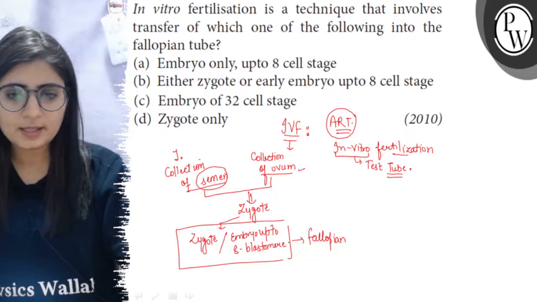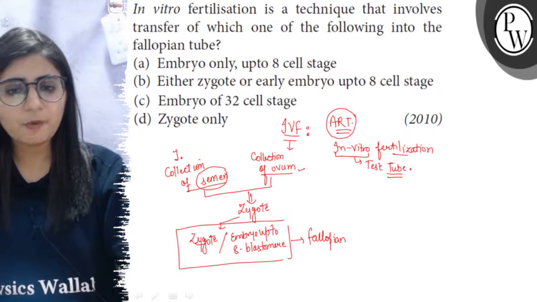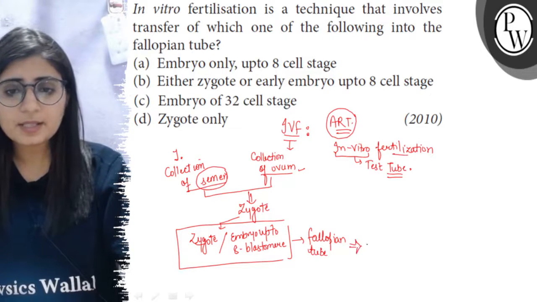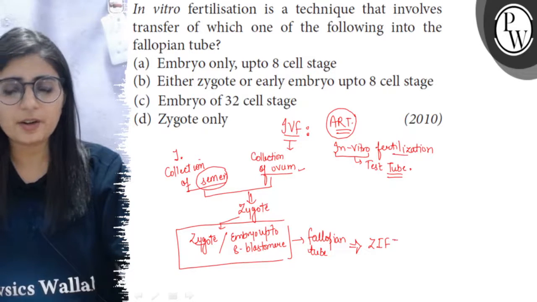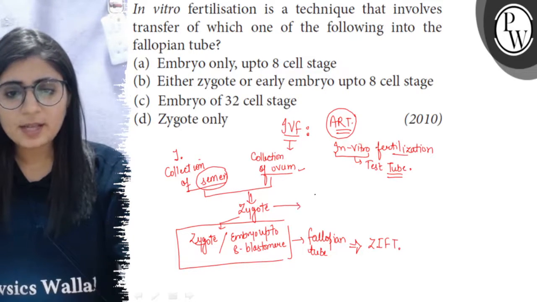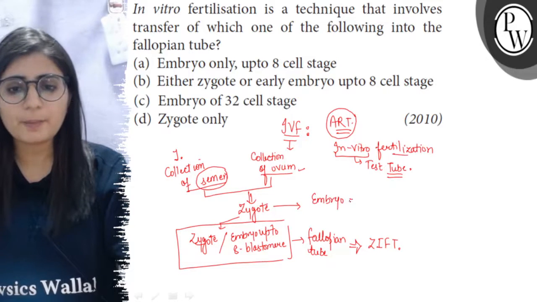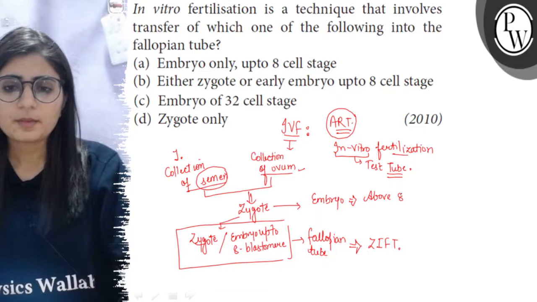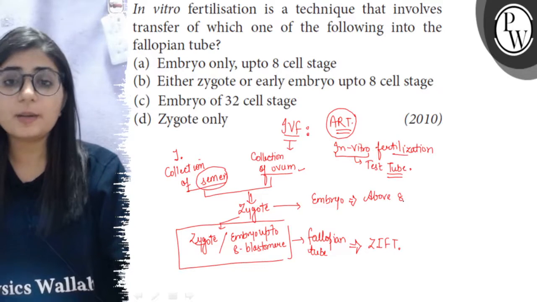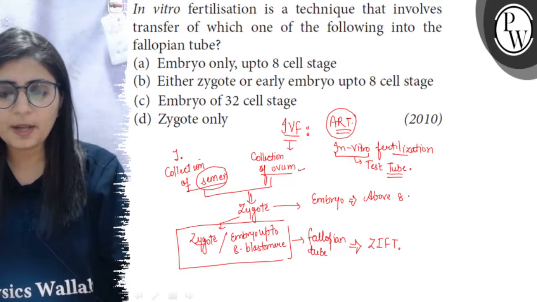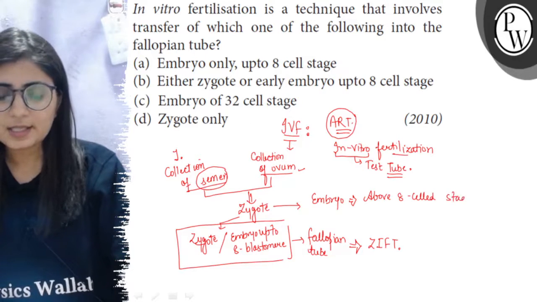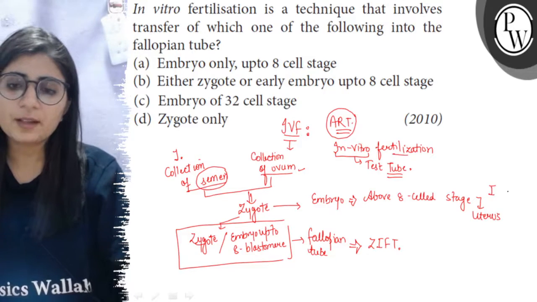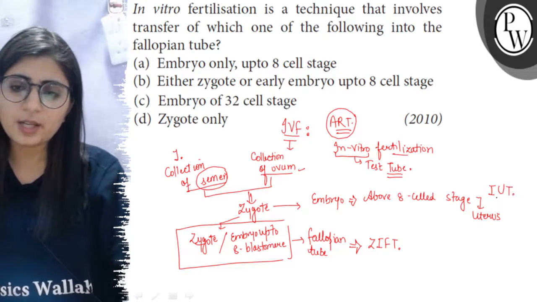In any case, if the zygote or embryo is to be transferred before the 8 blastomere stage, it is transferred into the fallopian tube. This technique is called ZIFT, or zygote intrafallopian transfer. While if the zygote undergoes cleavage and forms an embryo above the 8 blastomere stage, at the morula stage or above, it is transferred into the uterus of the female. This technique of transferring the embryo into the uterus is called IUT, or intrauterine transfer.